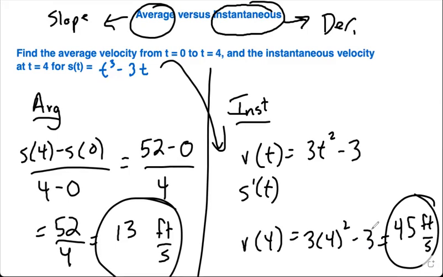Otherwise, the only way they'll change this is giving you a different concept, but the basic average versus instantaneous stays the same. Average is slope, instantaneous is derivative.